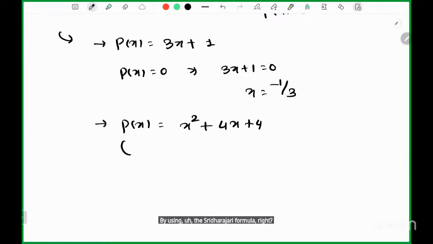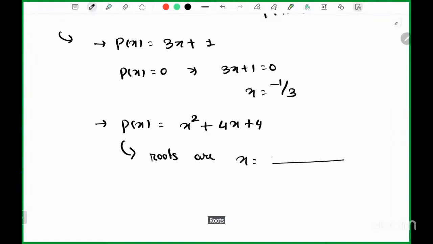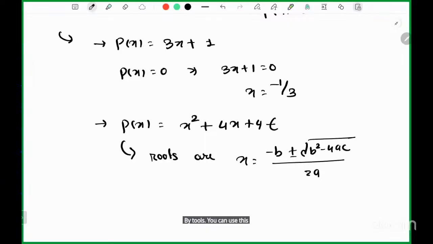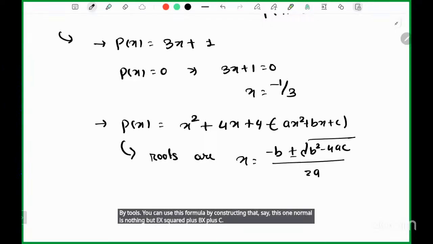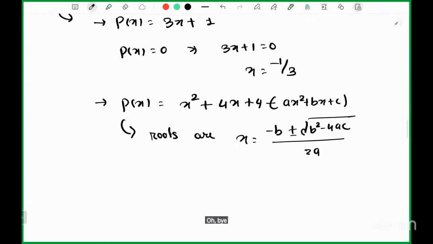So the roots of this polynomial are x equals minus b plus or minus under the root of b square minus 4ac, all divided by 2a. You can use this formula by writing the polynomial as ax square plus bx plus c. By comparing, you can find the values of a, b, and c, and you can find the roots. Shahid, is there any doubt? Okay, fine. So that means we can find the roots of quadratic polynomials too.